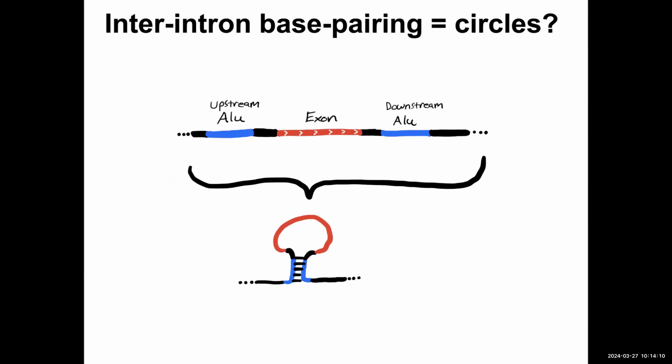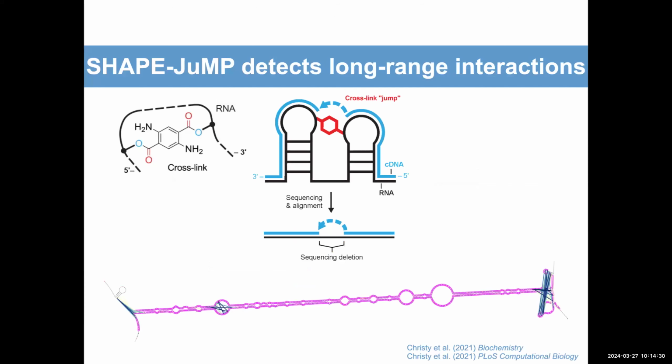And so I have an artistically minded student in the lab, Colin, and he's made these nice graphics. And so the model here really is that the upstream Alu and the downstream Alu might be forming base pairs, and this might be facilitating bringing this 5' and this 3' together. But in reality, we had never really measured this base pairing.